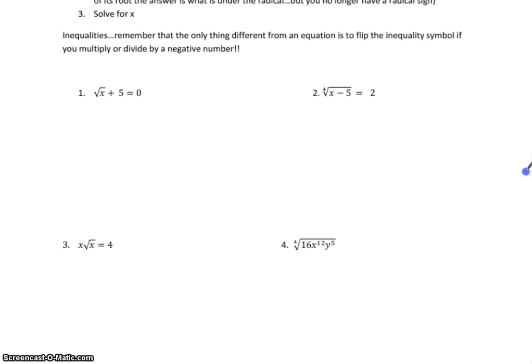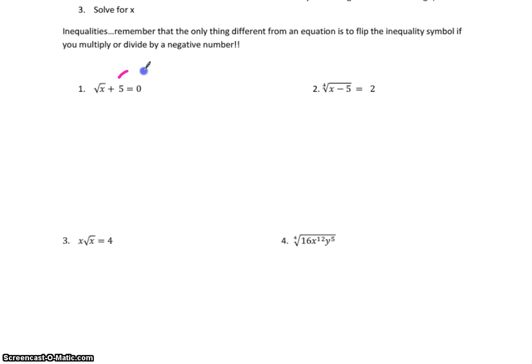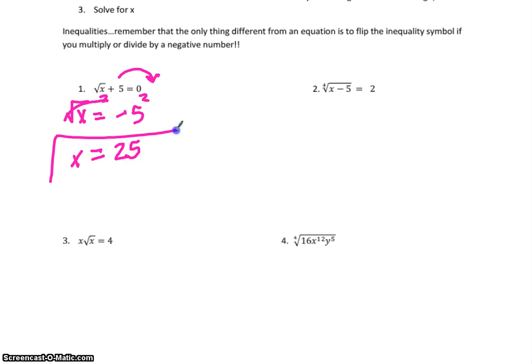So looking at number 1, you're going to start by isolating, so you're going to move this 5, and you have the square root of x is equal to negative 5. You're going to square both sides, and when you square, the square root and the square cancel each other out and leave you x is equal to negative 5 squared, which is positive 25. X is by itself, you have your answer.